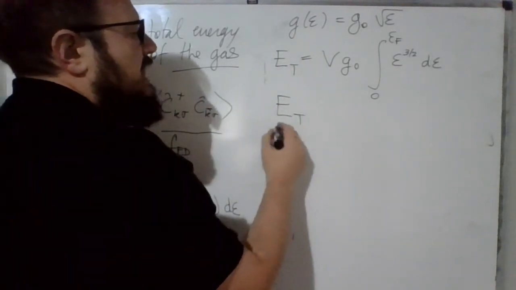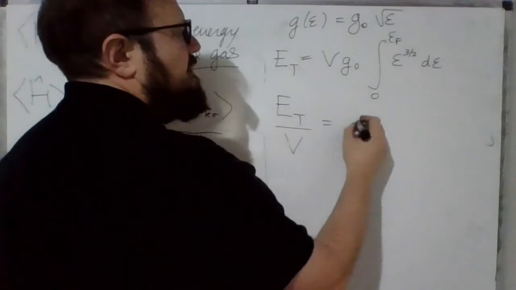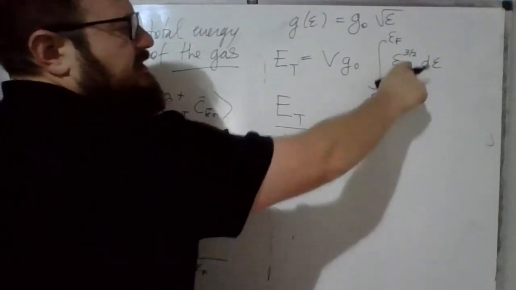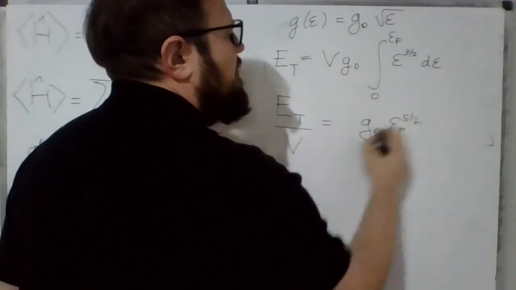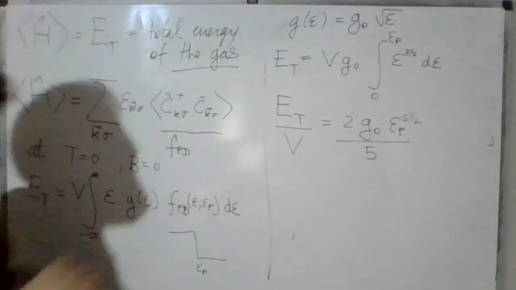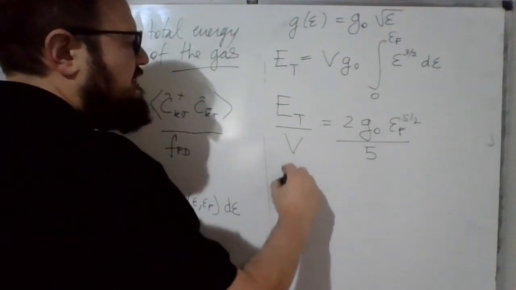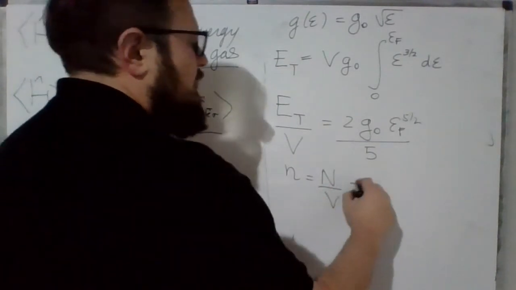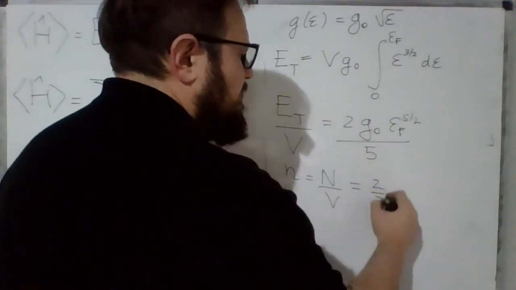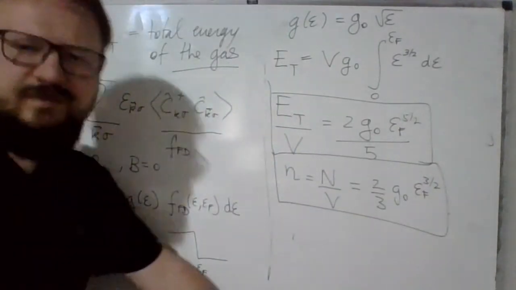So if you divide the energy by the volume, you have the energy density of your gas. It is G0, okay? If you integrate the 3/2, you have the Fermi energy to the 5/2 divided by a factor of 5/2. So 2/5 of that, I guess, if it's properly calculated. And just remember that the density of particles, N over V, corresponds to 2/3 of G0 times the Fermi energy to the 3/2. Okay, so these are the two results we have found so far.